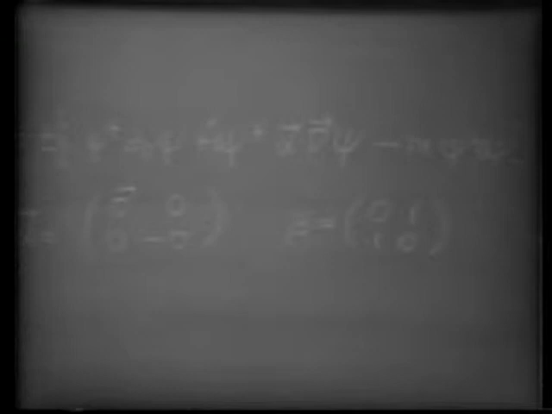Of course, we can write the generators of Lorentz boosts and rotations in terms of these matrices alpha and beta. The Lorentz boost generator, M, is simply i alpha over 2, because it's i sigma over 2 for the u plus and minus i sigma over 2 for the u minus.